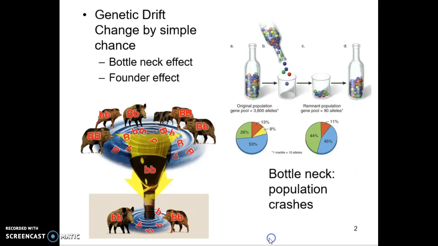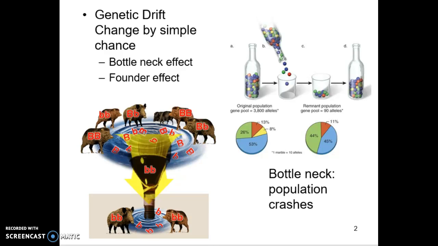So the example, here's your bottle with 3,800 marbles in it. Shake it up, mix it up, dump out all but 90. And by chance, the 90 alleles that are left, the 45 individuals, there's nobody with yellow alleles. Yellow is gone from the population. It's extinct by pure chance because of the bottleneck. The frequency of blue has dropped down to 45%. The frequency of green, though, has shot up to 44%. So that's a significant increase in that frequency. And the frequency of red has dipped just slightly down to 11%.